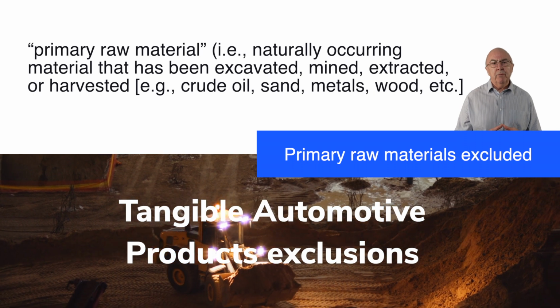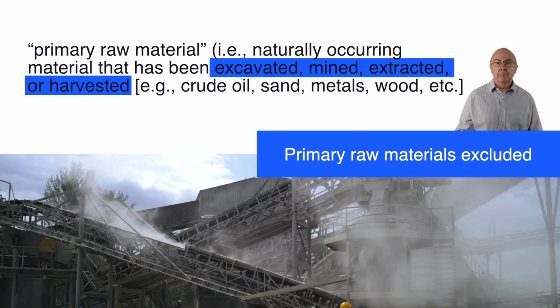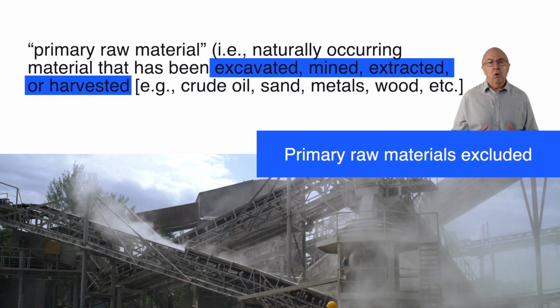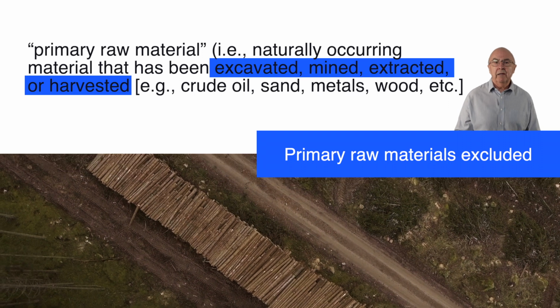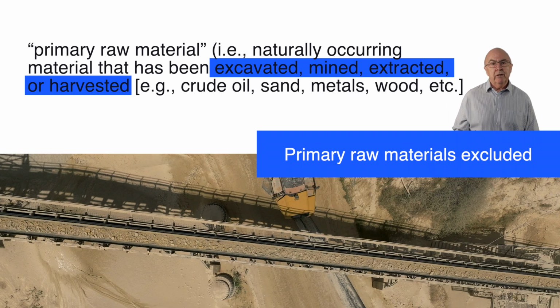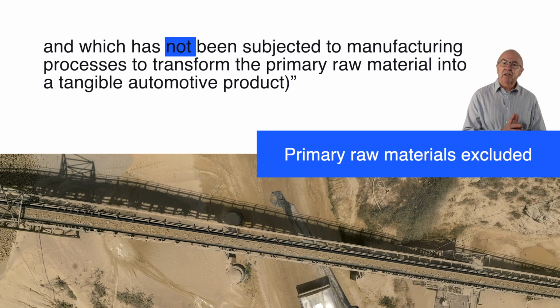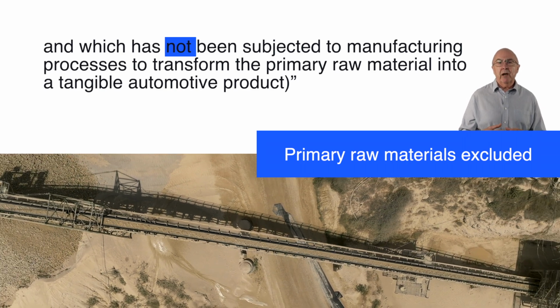In the 6th edition, we now see very clearly that primary raw materials are excluded from the IATF 16949 scope. Primary raw materials could be products that are excavated, mined, extracted or harvested. This could include things like crude oil, sand, the metals and wood that has not been subjected to a manufacturing process to transform the primary raw material into a tangible automotive product.